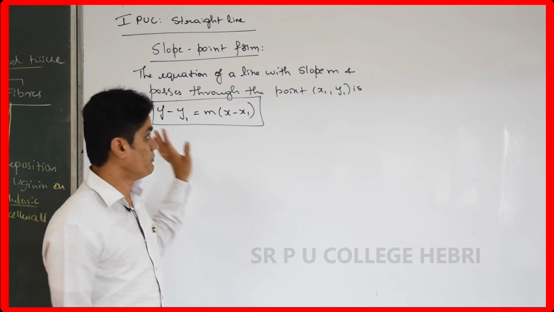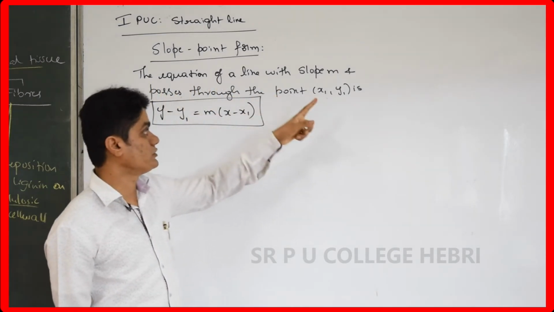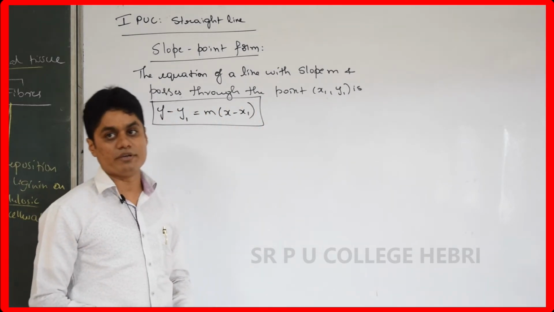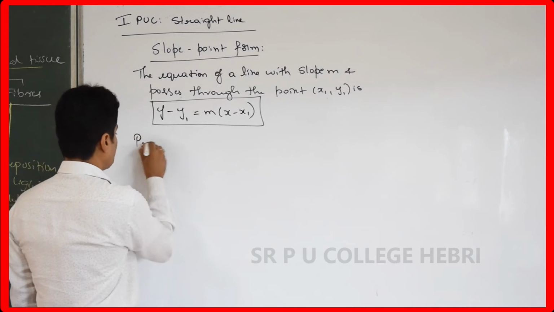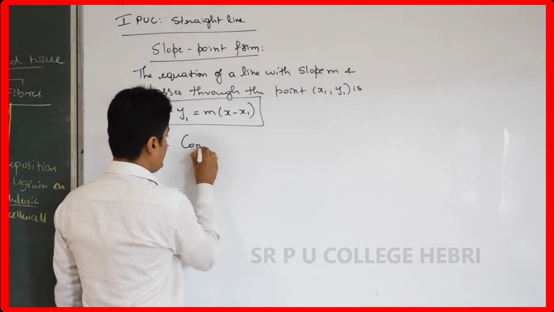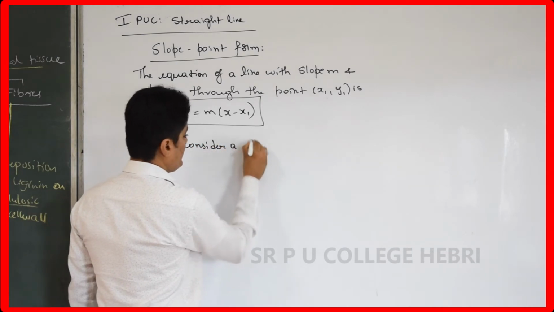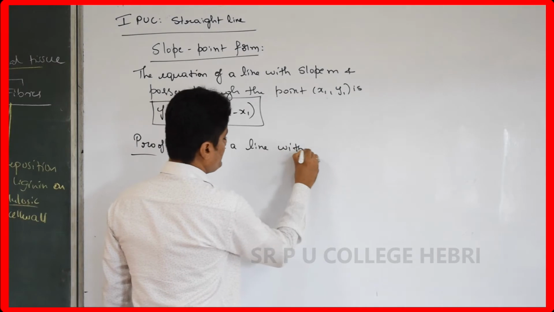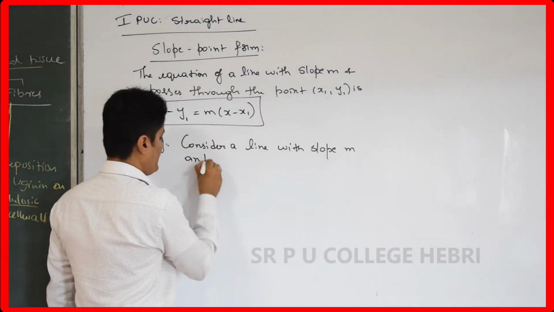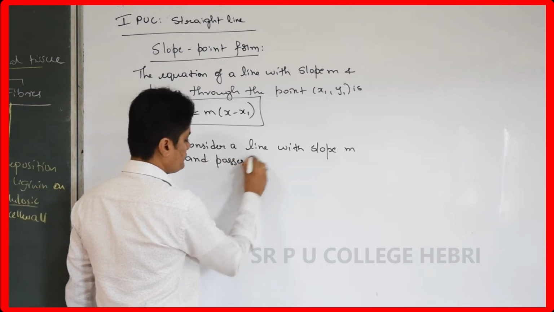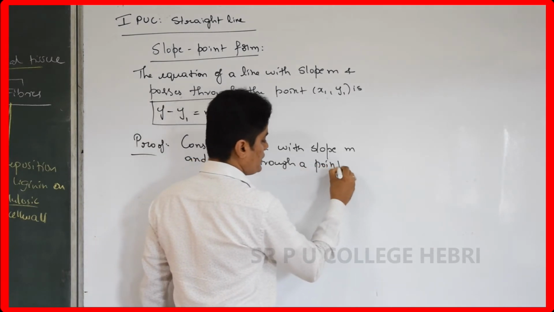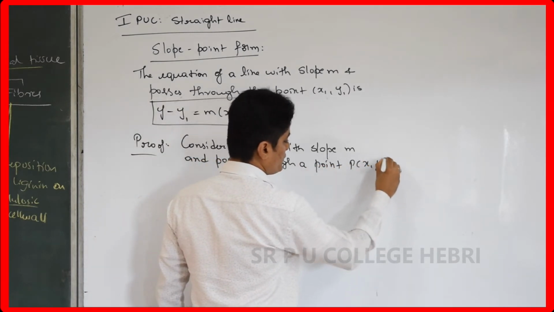Okay, so what is the statement? Derive the equation of a line with the slope m and passes through the point x1 y1, that is y minus y1 equal to m into x minus x1. So the proof is again very simple. Observe carefully. So consider a line with slope m and passes through a point P of x1 comma y1.